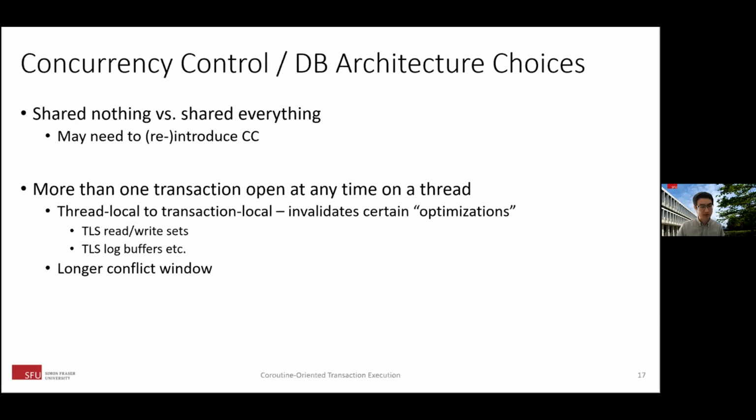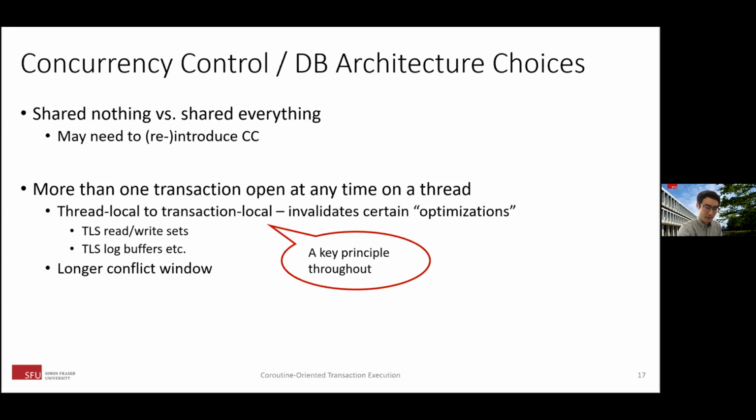Again, there's also a lot of thread local data structures, now they have to be transaction local. So, a lot of optimizations we had in the past no longer apply. And this actually has been a key principle throughout the entire process of adapting an existing engine to use this Coroutine-to-Transaction paradigm.